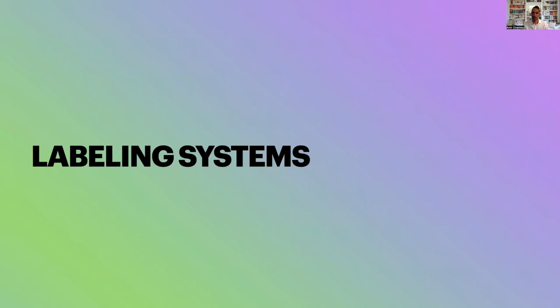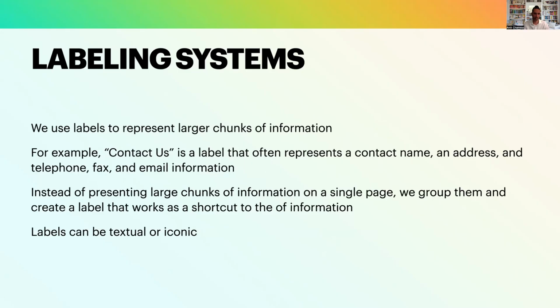All right, we're going to move on to our labeling systems. So that's the third aspect of information architecture. We use labels to represent large chunks of information.